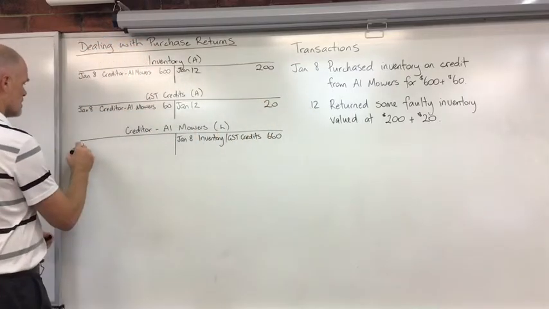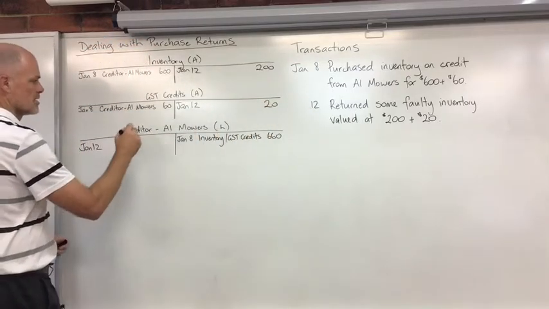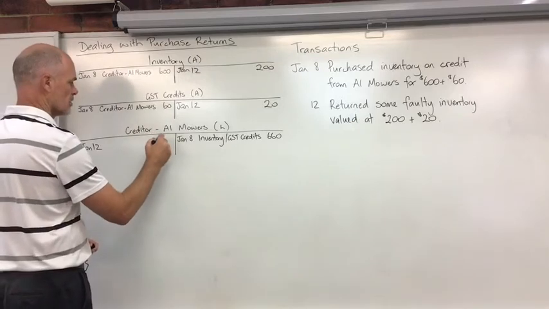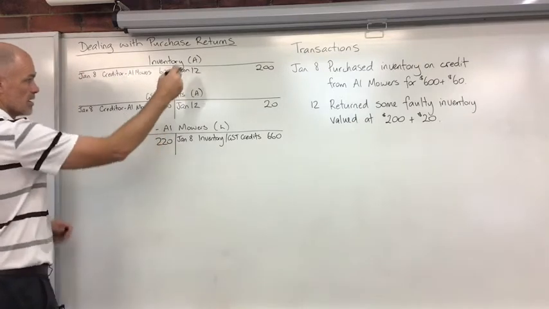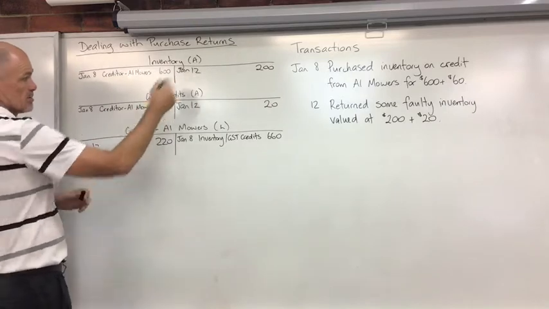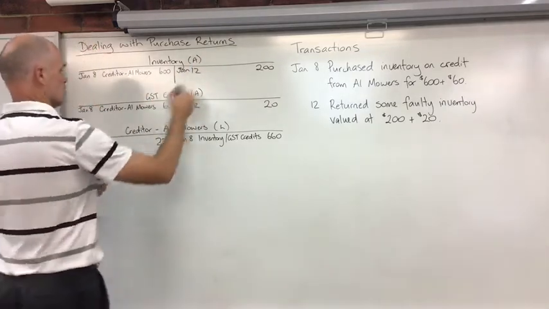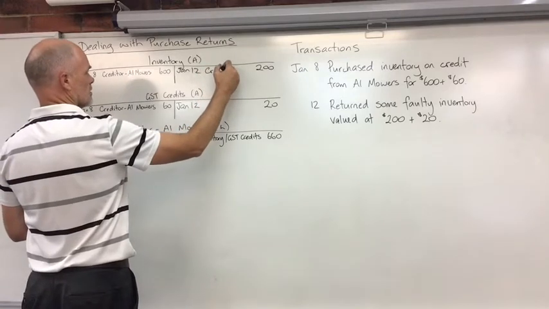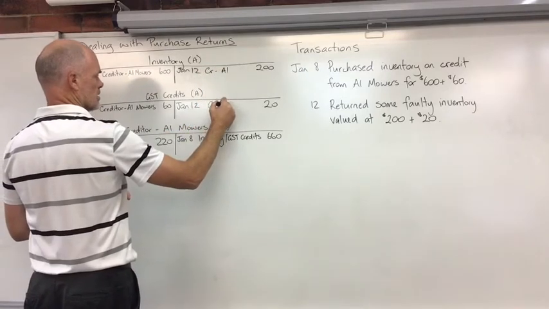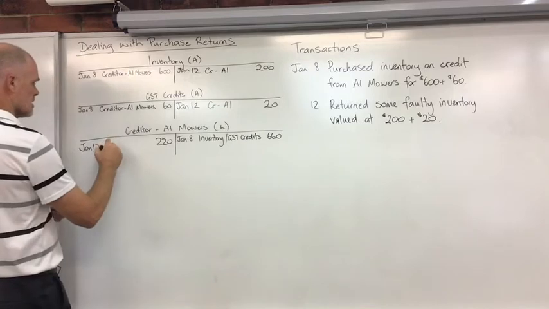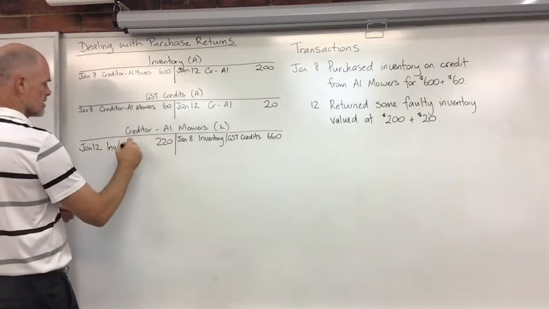And then same date, opposite side of the creditor for the total of $220, with the same cross references that you use because they're applying to the same accounts that you used before. So creditor A1, creditor A1, and here inventory / GST credits.